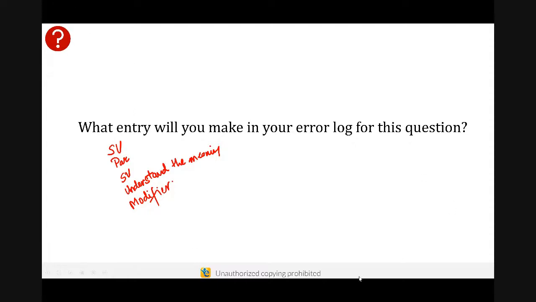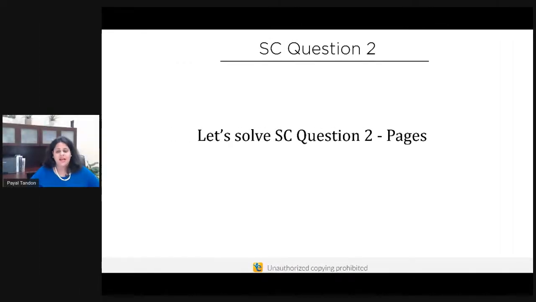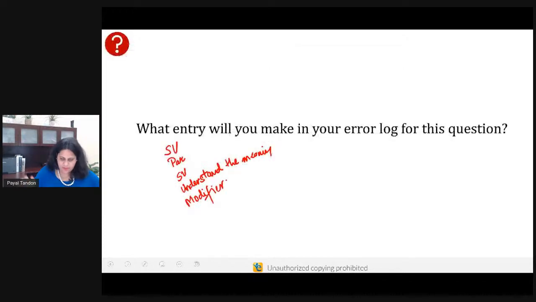Okay, so trying to get my camera on here. Just give me 1 second. Yes, all right. So absolutely. Understand the meaning. Again, it's very important. Okay, this question tested you on modifiers, right? But for you to take any meaningful information out of your error log, what you need to enter is what step of the process were you not able to do, as Arvind rightly mentioned.